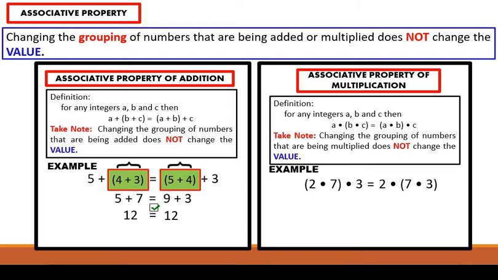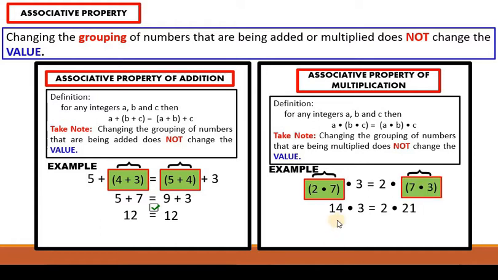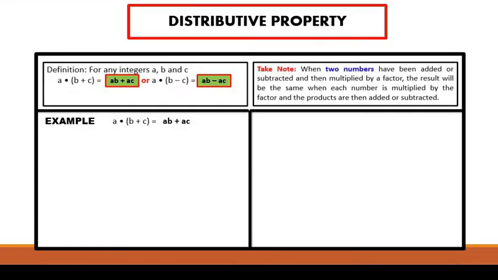So, let's solve if they have the same value. So, 2 times 7 is 14 times 3. Sa kabila naman, 7 times 3 is 21 times 2 na lang. So, 14 times 3, that is 42. How about 2 times 21? Is that 42? Yes, exactly. So, they have the same answer. So, that is called associative property. Okay? Okay, so let's proceed to the next property, which is called distributive property.